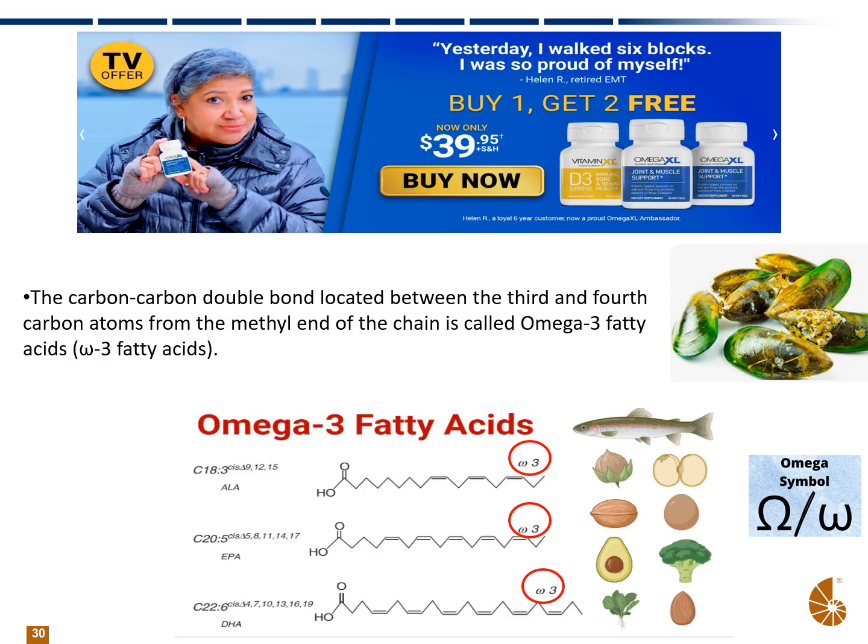Look at this one. The second one is carbon 20:5. That's because there's 5 double bonds in this 20 carbon atom fatty chain. And the first double bond is called omega-3 because it's at the 3rd to the 4th carbon atom. And the same for the 3rd omega-3 fatty acid. That's 22:6, that means there's 6 double bonds. And also at the third carbon atom, it's omega-3 because that's where the first double bond is.